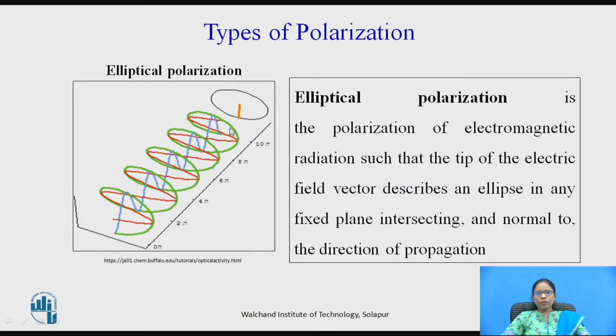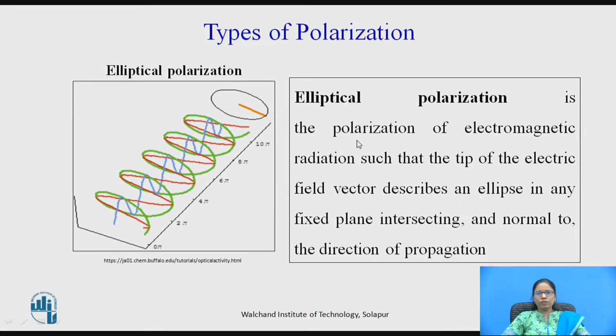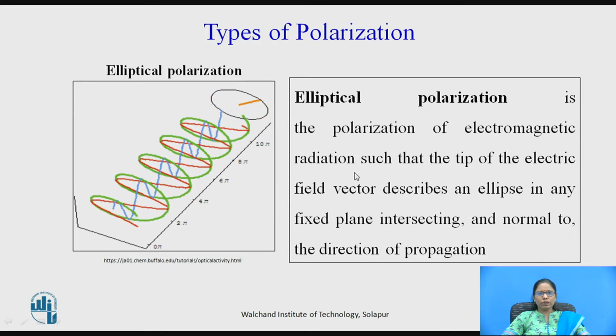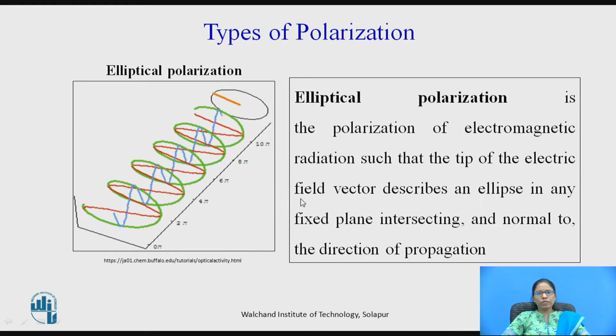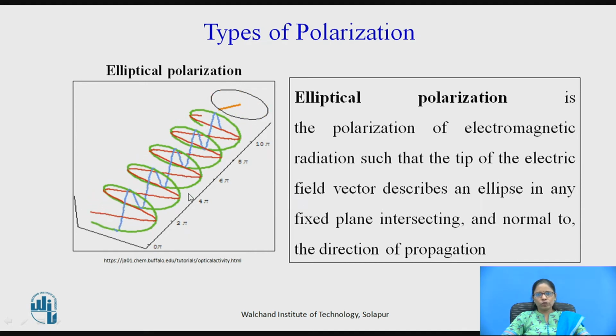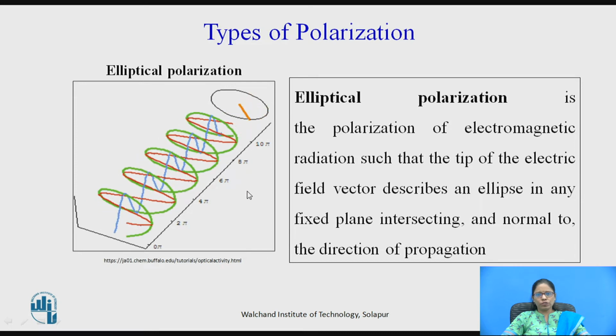In elliptical polarization, as you can see, it is the polarization of electromagnetic radiation such that the tip of the electric field vector describes an ellipse. So this is the elliptical polarization.